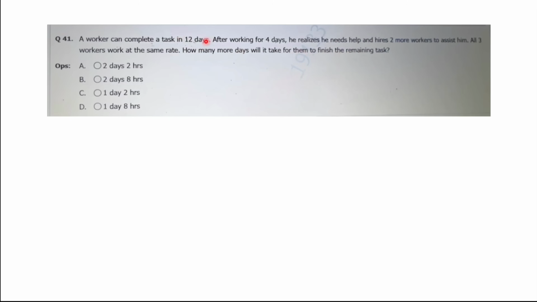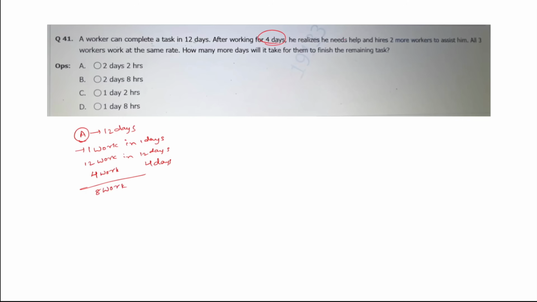So let's consider the worker as A. Here the worker A can complete the work in 12 days. Let's assume the worker A can complete one work in 1 day, so that the worker is able to complete the 12 work in 12 days. Then in the question they are saying that after working for 4 days, so the worker A completed 4 days of working. So 4 work is completed and the remaining work is 12 minus 4, 8 work is remaining.